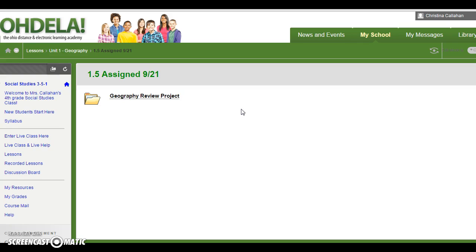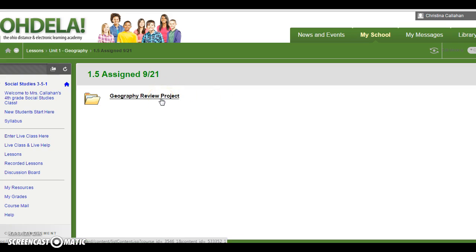So we are wrapping up our geography unit. The best way to wrap that up is to put all those skills that we learned to use. So we are going to do a geography review project.